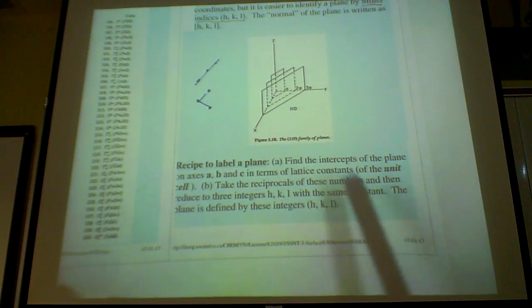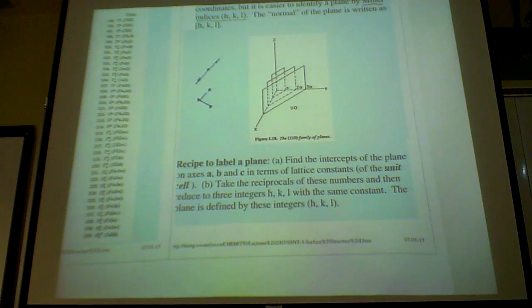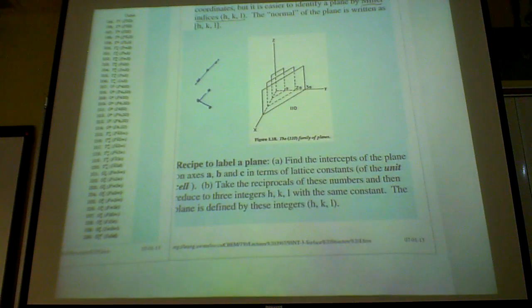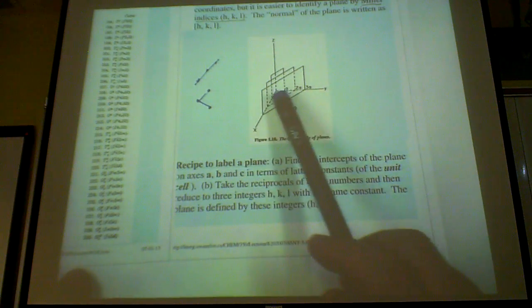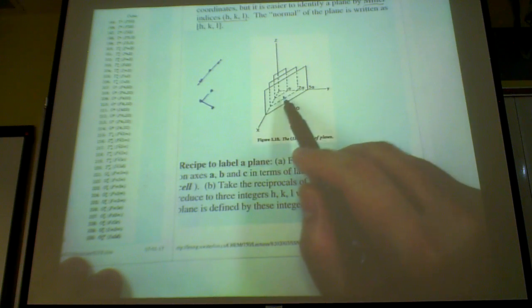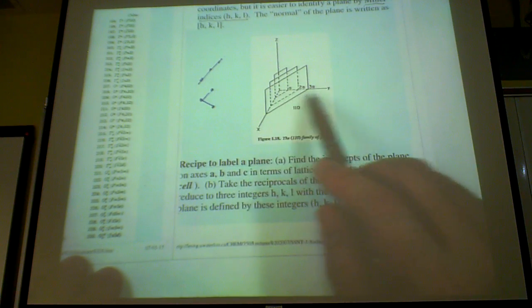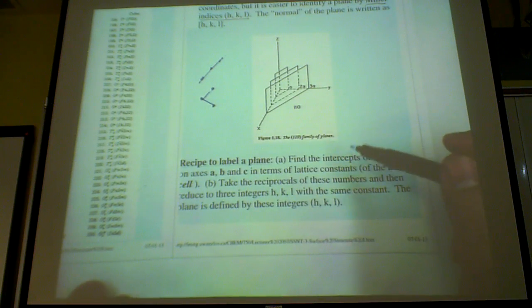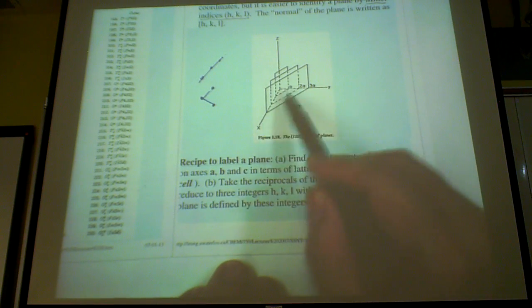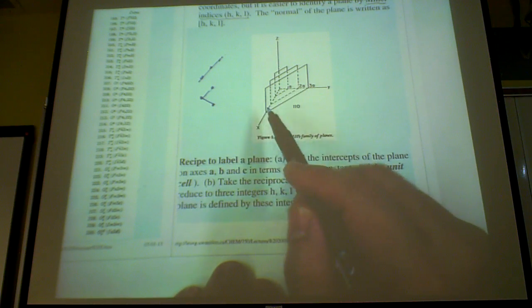So the first step: find the intercept of the plane on the A, B, and C axes, in terms of the lattice constant of the unit cell. Usually when they do this sort of thing, they assume a cubic unit cell, so all three axes have the same dimension, but they don't have to be.